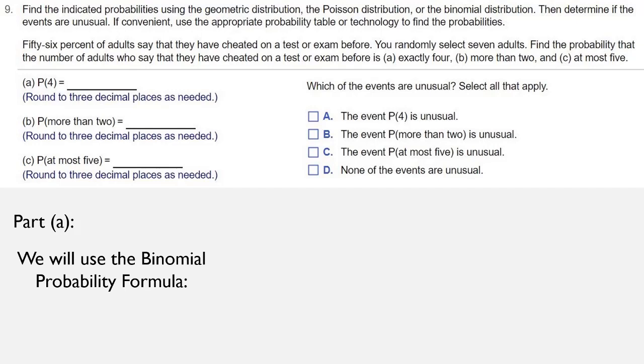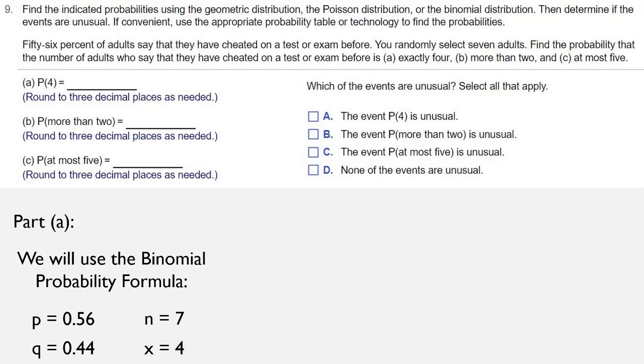We need to know our value of P. P is the probability that somebody says that they did cheat on an exam, which would be 0.56. Q is the probability that they didn't say they cheated on an exam, which is 0.44. The N value is how many people we've selected, which is 7. And in part A, the X value is 4.